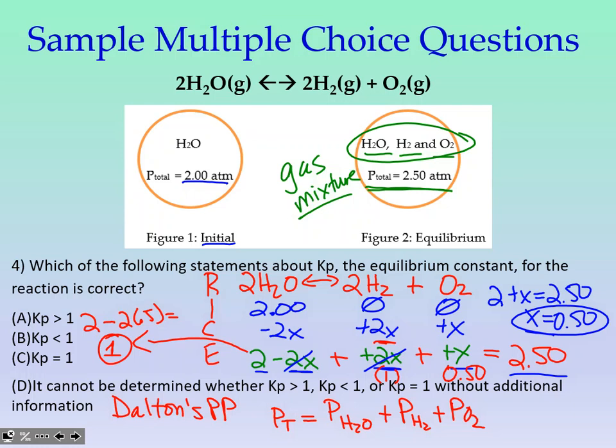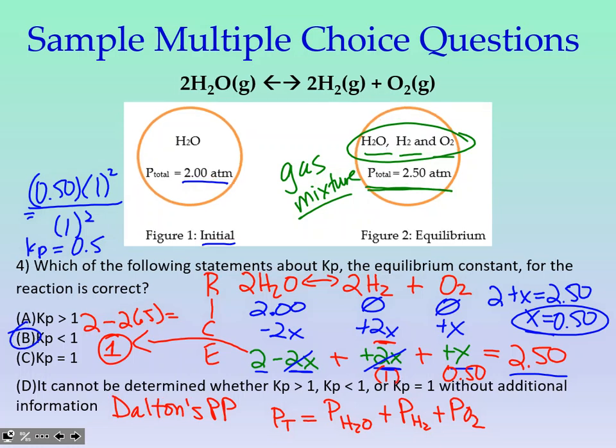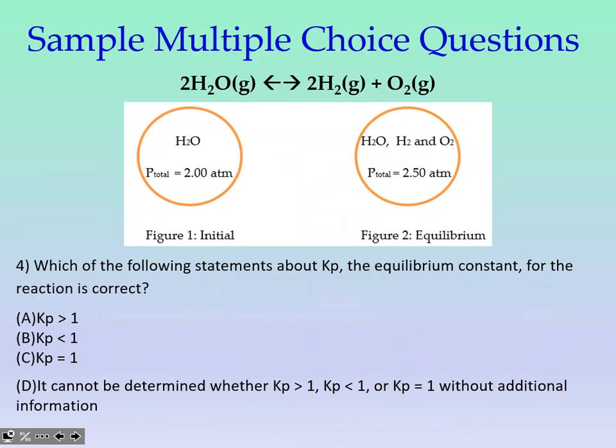Let's do that. So we have 0.5 times 1 squared over 1 squared. So what is Kp? 0.5. So which one does that fall into? B. It is less than 1. So apply Dalton's law of partial pressures. Yes, it works here. This is the last little one that I can think of that's different than any of the other problems. B is the correct answer. Aha, next one.